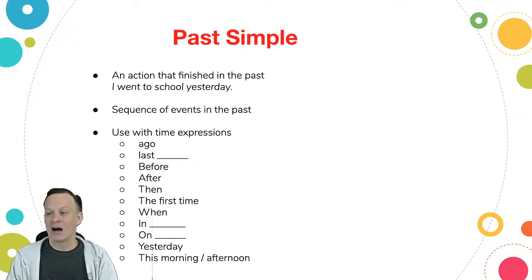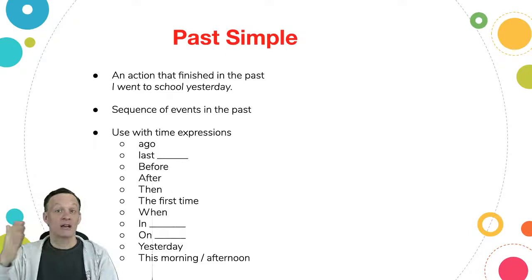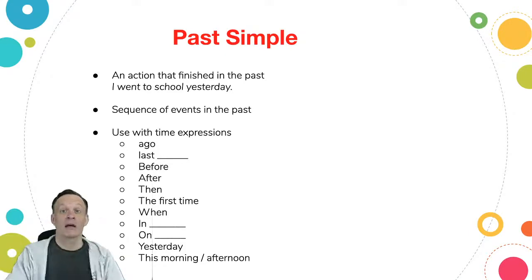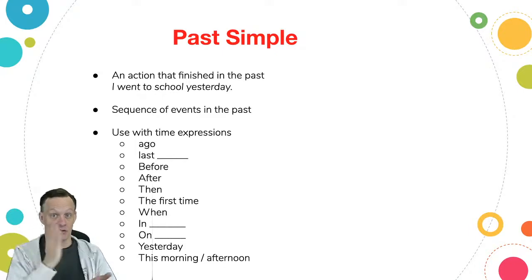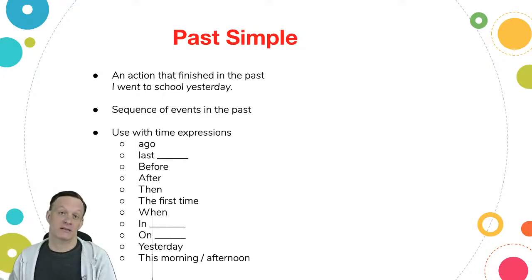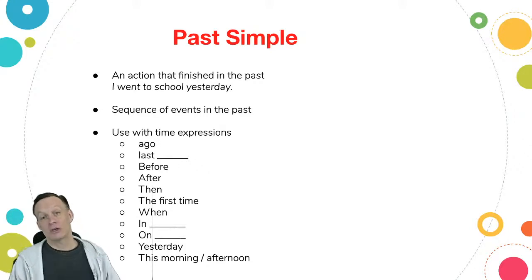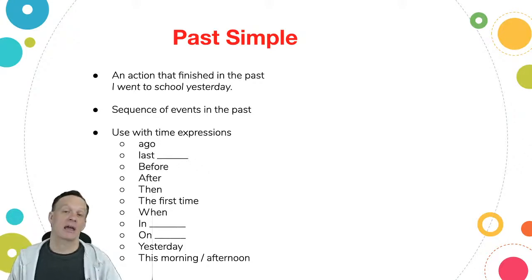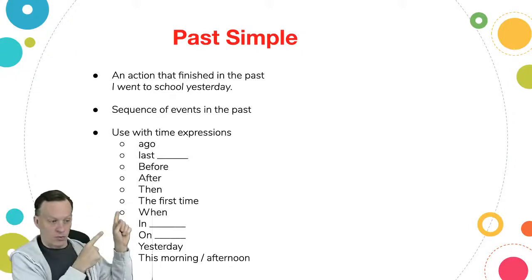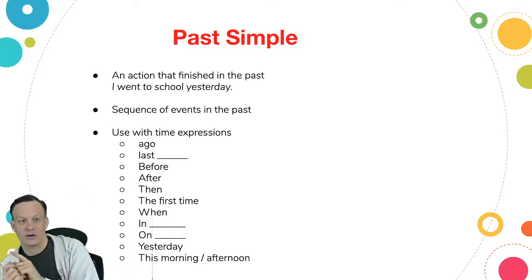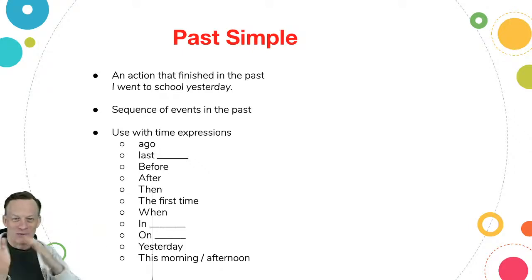Okay. Next, use of the past simple. Sequence of events, yeah? I got home, I sat down and I had dinner, right? So a sequence of events, right? So one, then the other, then the other, then the other. And we use the past simple with a lot of different time expressions. Some of them are here, and I got to get out of the way.